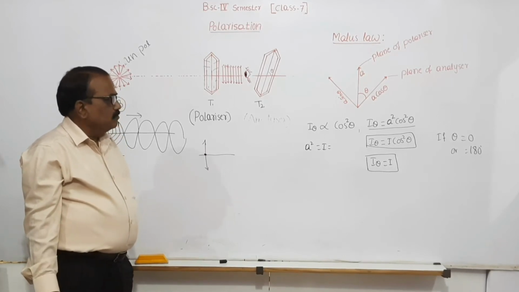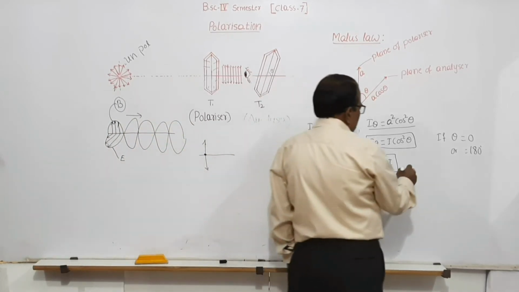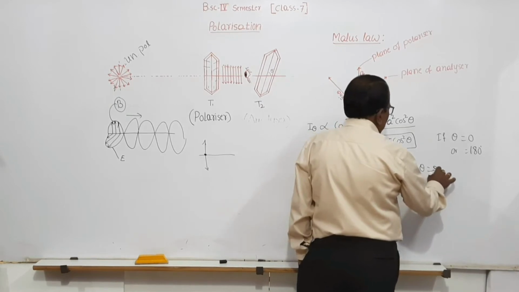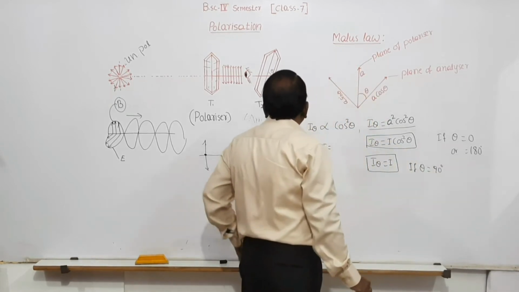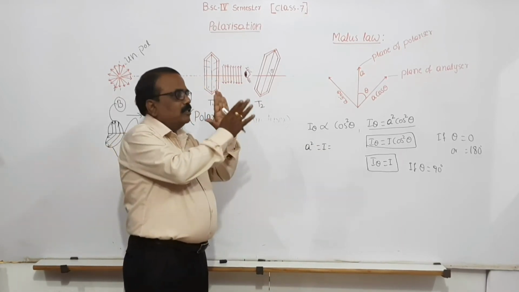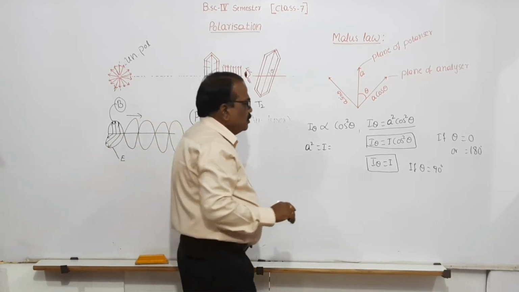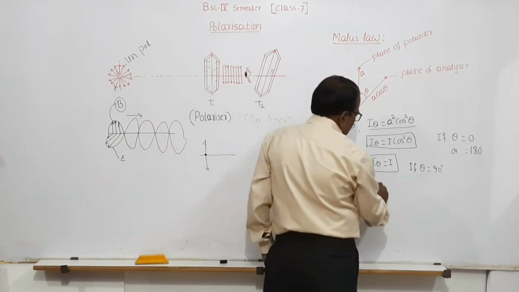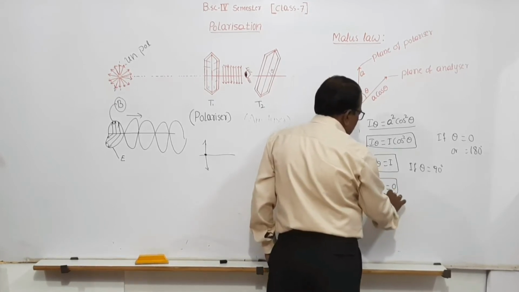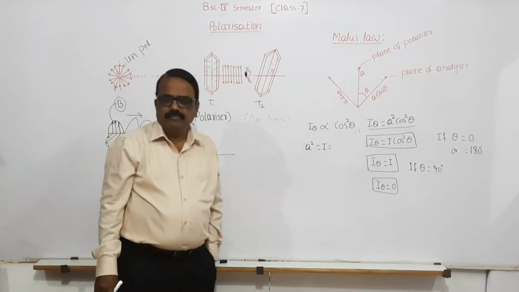Then another case, if theta is 90 degrees, it means both the axes are perpendicular. The plane of the polarizer and the plane of the analyzer are perpendicular. Then in this case, I theta is 0. The intensity of the light coming out from the analyzer is 0.